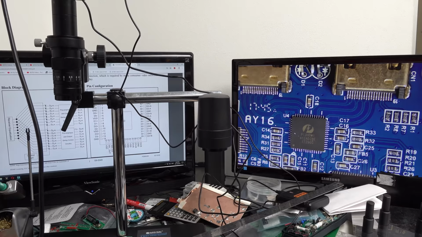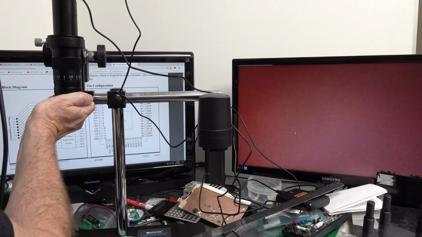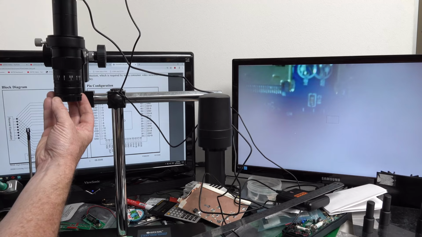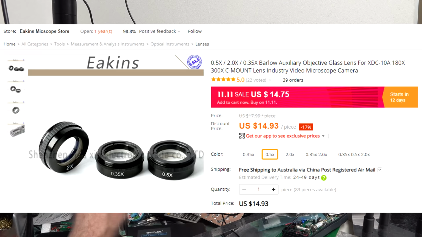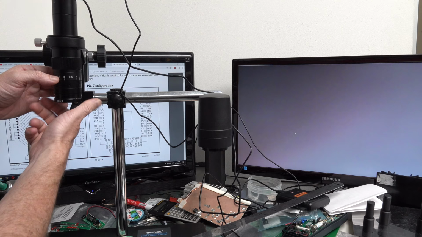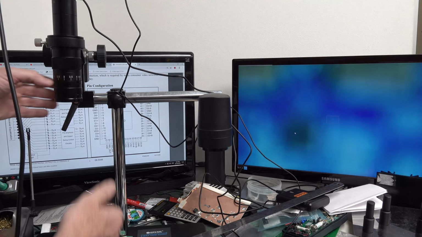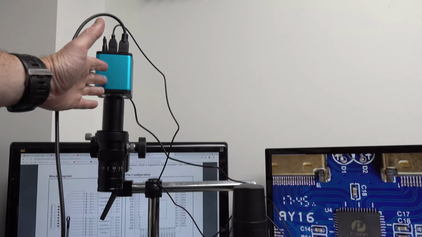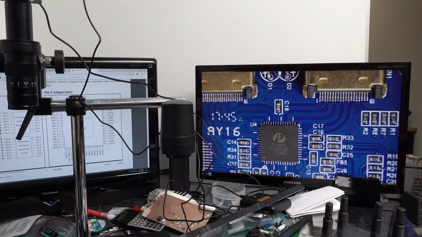And of course the 0.5 will be somewhere in between that. So the 0.35 works fantastic though, with very little distortion, and it's a very cheap addition to this thing. If you are going to buy one of these, and I'll put the link down below, you have to get the correct Eakins microscope, because they come in many different versions. I'll put the link into the proper AliExpress store down below. But just get the 0.35 adapter.